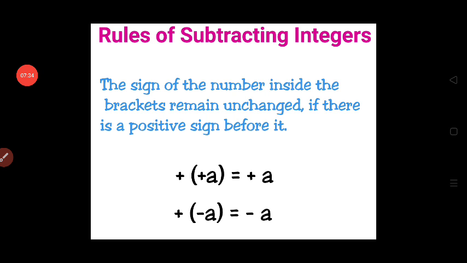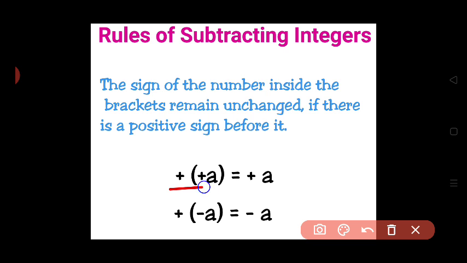There are rules to follow. In case of subtraction, the sign of the numbers inside the bracket remains unchanged if there is a positive sign before it. So, if a question is given like this, and in front of the integers there is a positive sign, what do we have to do? We have to keep the symbol that is inside the bracket and remove the outer one. Okay, so now it is like plus a and minus.